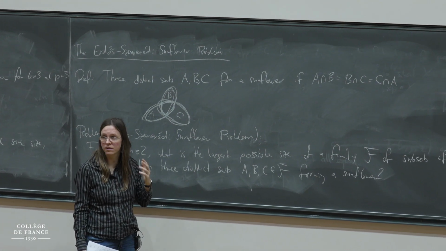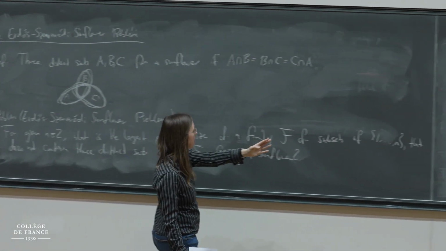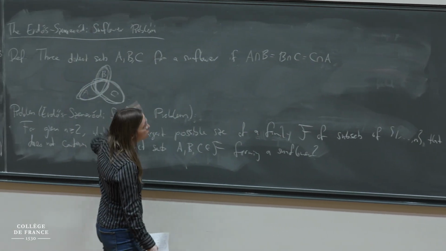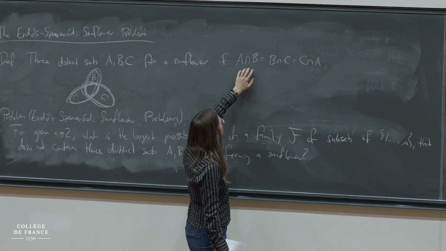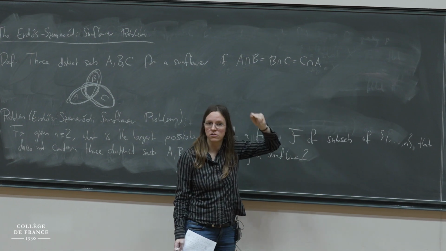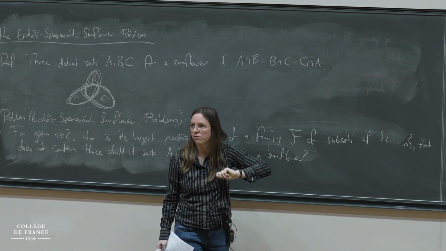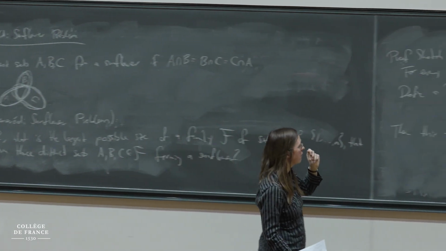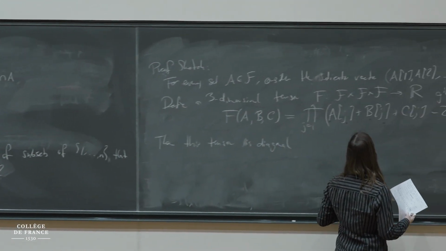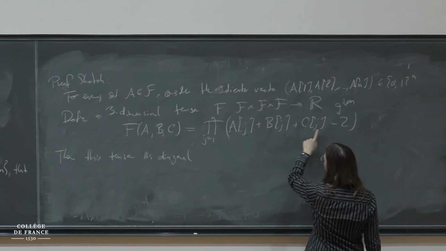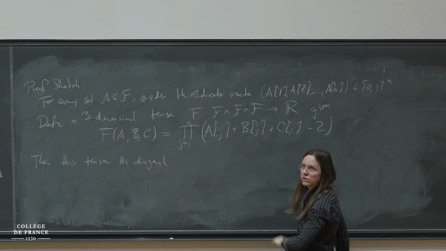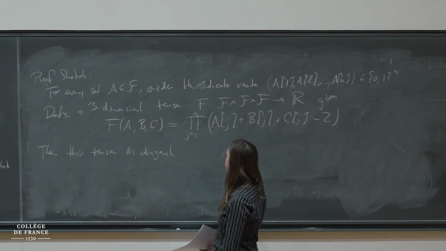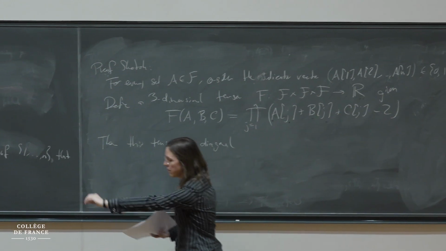So if that's not true, that means I must be able to find an element j which is in exactly 2 of those sets. Or in other words, I must be able to find an element j which is in 1 of those intersections, but not in the third remaining set. So that means if A, B, C are distinct, they don't form a sunflower. Therefore, I can find a j which is containing exactly 2 of them, and then I get here 2 minus 2, which is 0.